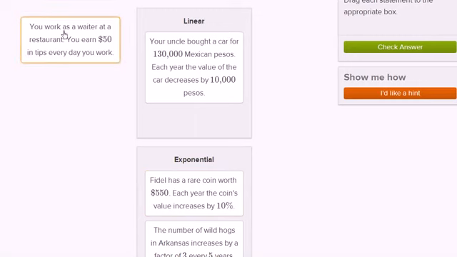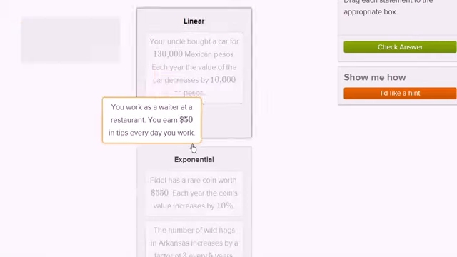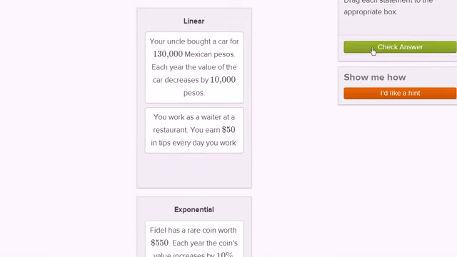And then finally, you work as a waiter at a restaurant. You earn $50 in tips every day you work. Well, this should jump out as very linear. Every day you work, another $50. Work 1 day, $50. 2 days, $100. And so forth and so on. They're not saying that you earn 50 times as much as the day before. They're not saying that you earn 50% more. They're saying that you're increasing by a fixed quantity. So this is going to be a linear model.